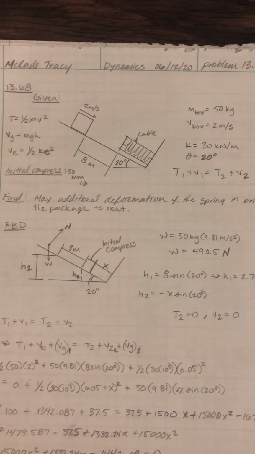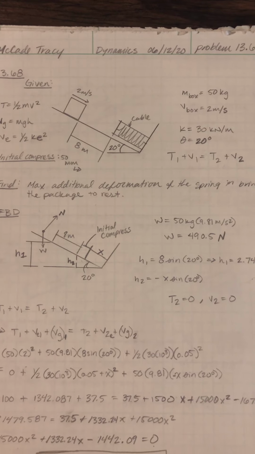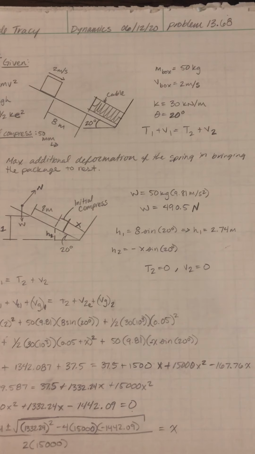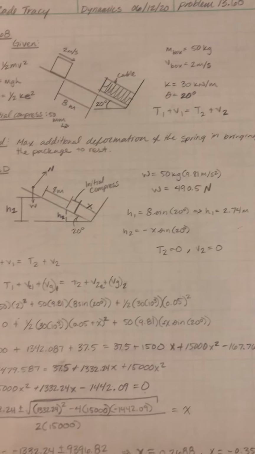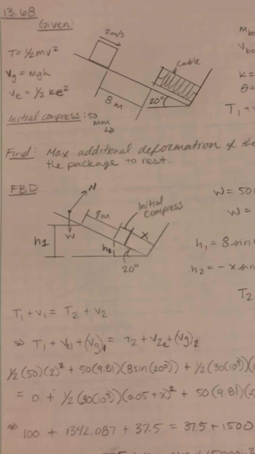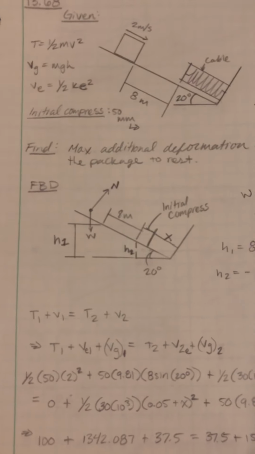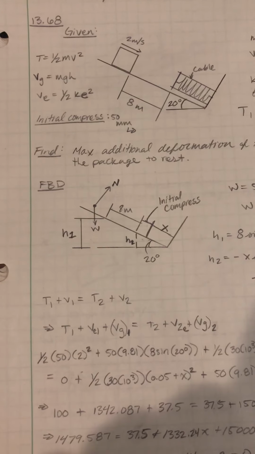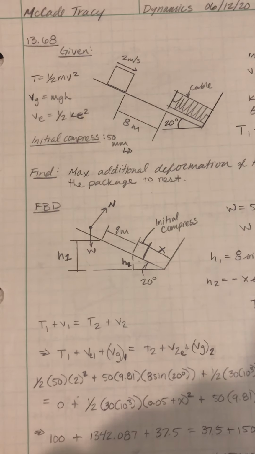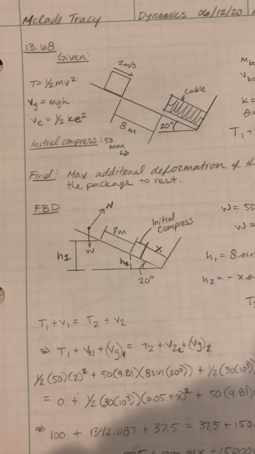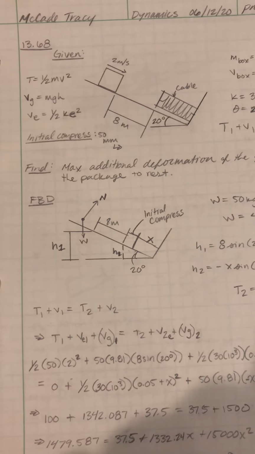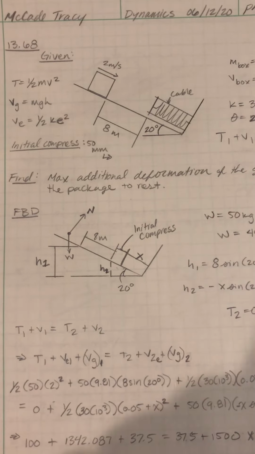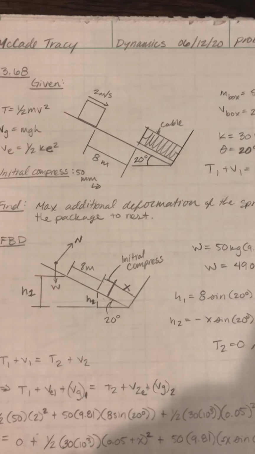And again, using similar equations as we did in the last question, we're asked to find the maximum additional deformation of the spring in bringing the package to rest. So we can find a lot of information by drawing a simple free body diagram. As we have two different heights, one where the box is initially at the start, 8 meters away from the spring, and the second as it comes in contact with it. And so we need to find this distance x.